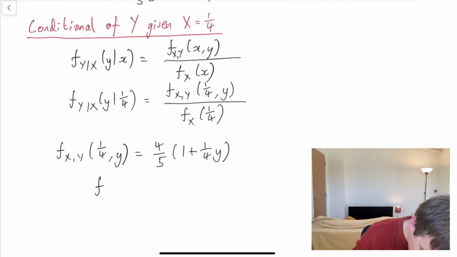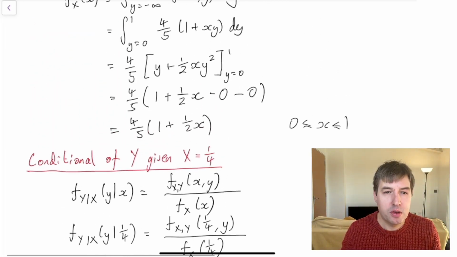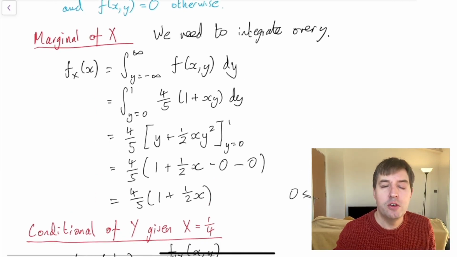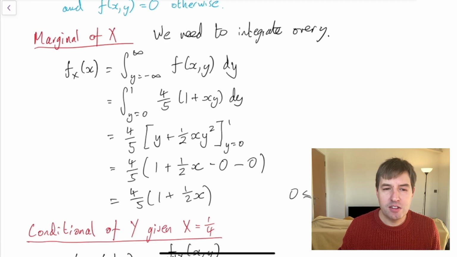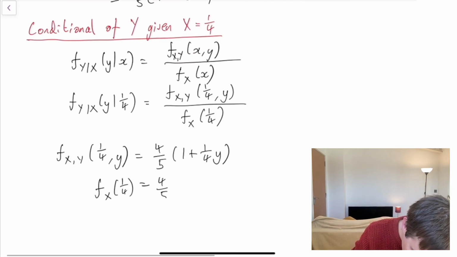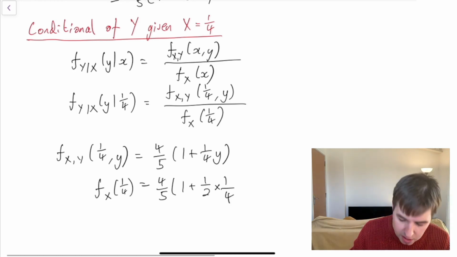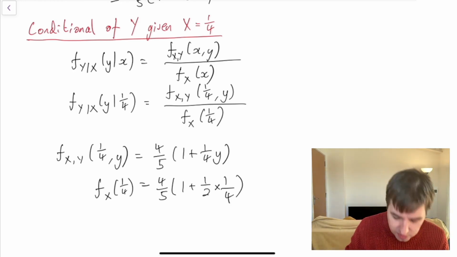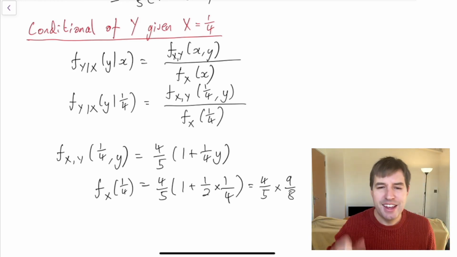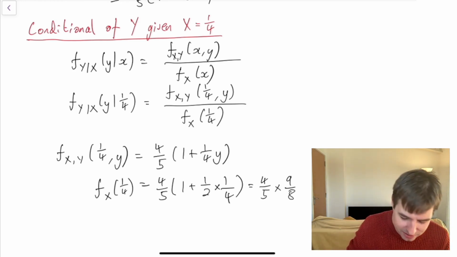So that's the top of the fraction. The bottom of the fraction is f x of 1/4. To find that, we go up to our previous bit of the example where we found the marginal distribution of x. We found it was 4/5 (1 plus a half x). So the marginal distribution at a quarter is 4/5 (1 plus a half x), with x a quarter. And so half times a quarter is an eighth. So that thing in there is 9/8. I'm actually going to leave the 4/5 outside. So I'm going to write that as 4/5 times 9/8, because I can see I'm going to get a nice bit of cancellation in a minute.